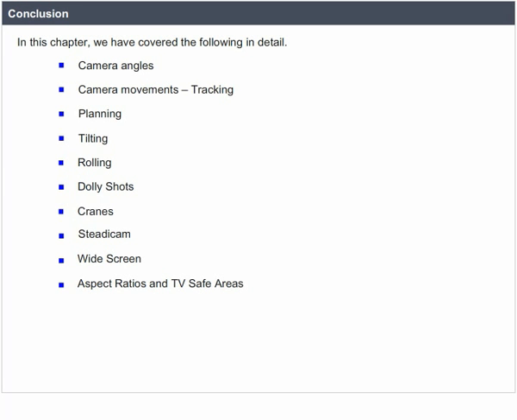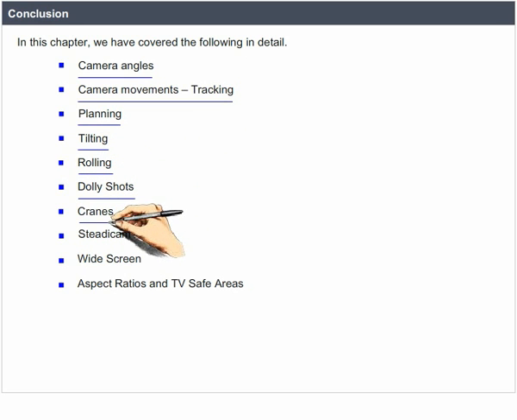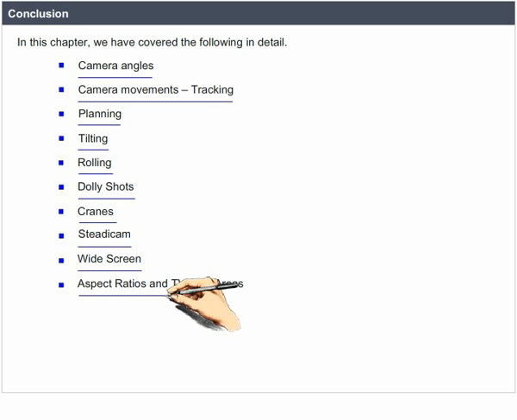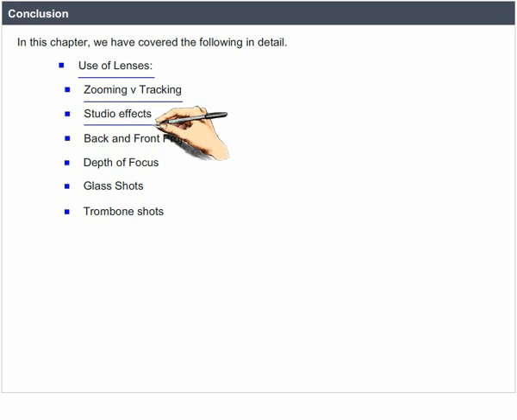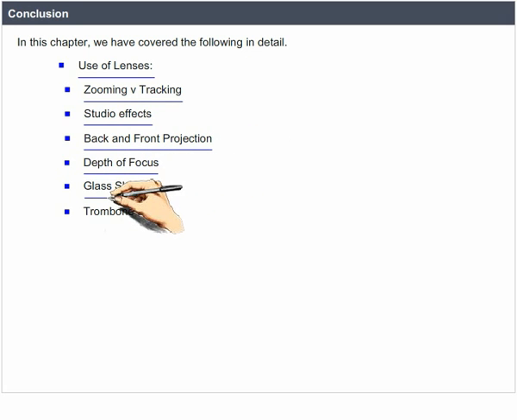Conclusion. In this chapter, we have covered the following in detail: camera angles, camera movements, tracking, planning, tilting, rolling, dolly shots, cranes, Steadicam, widescreen, aspect ratios and TV safe areas, use of lenses, zooming versus tracking, studio effects, back and front projection, depth of focus, glass shots, trombone shots.